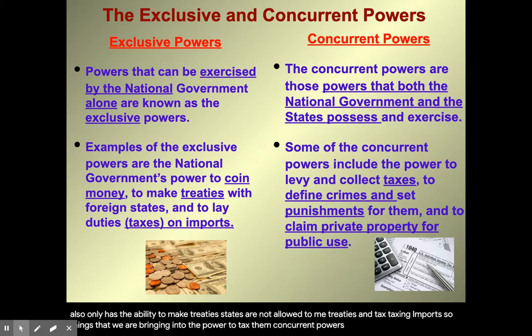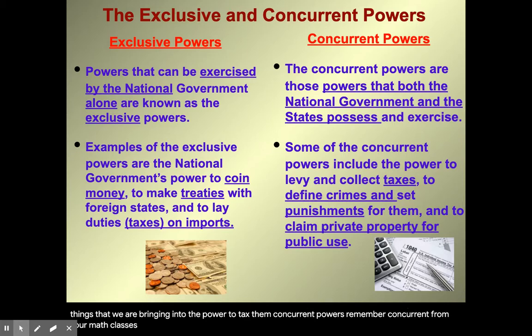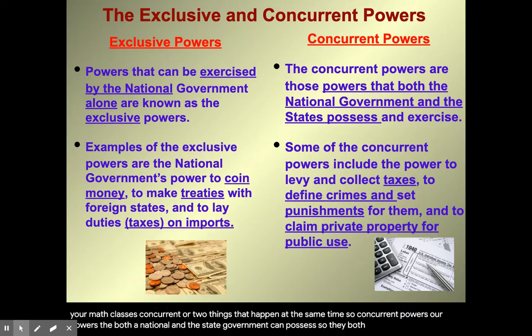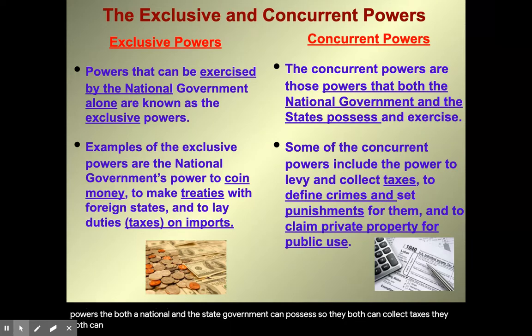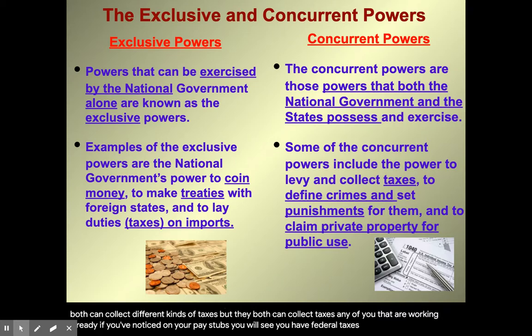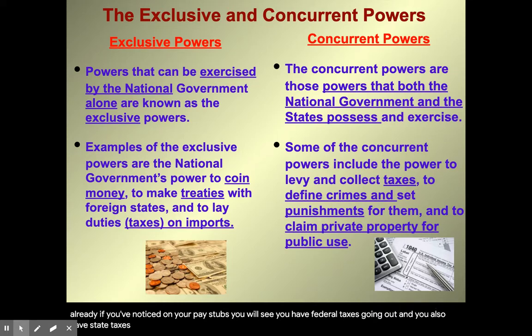Concurrent powers, if you remember concurrent from your math classes, concurrent are two things that happen at the same time. So concurrent powers are powers that both the national and the state government can possess. So they both can collect taxes. They both can collect different kinds of taxes, but they both can collect taxes. Any of you that are working already, if you've noticed on your pay stubs, you will see you have federal taxes going out and you also have state taxes going out.